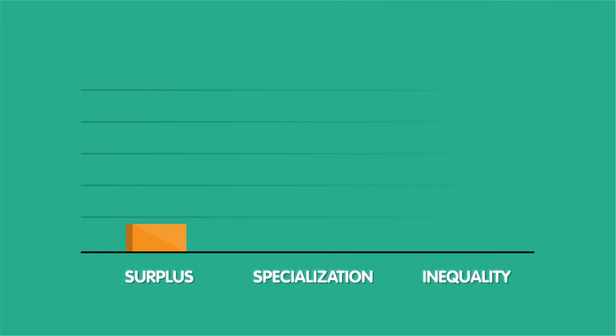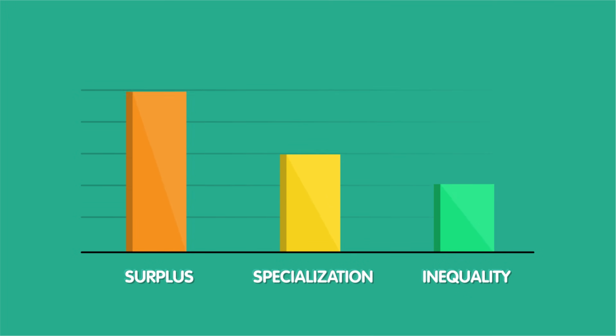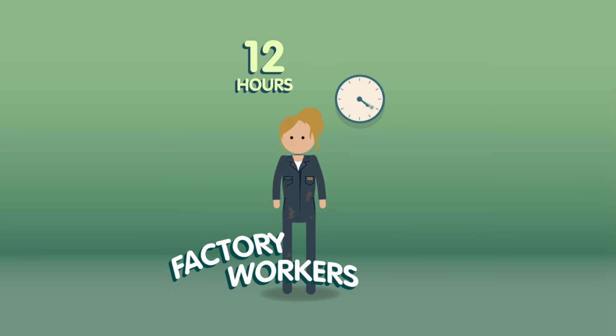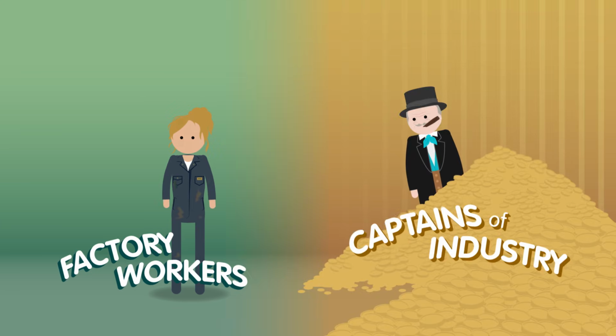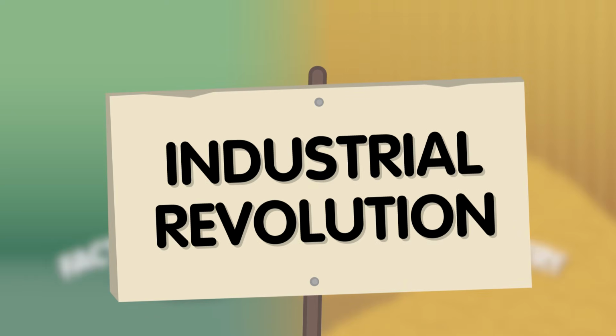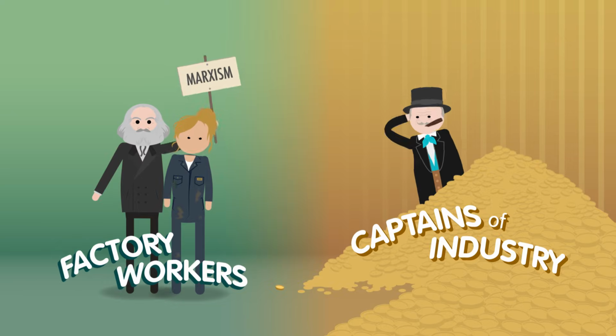As the surplus grew and specialization increased, so did inequality, with factory workers spending 12-hour days on one end and incredibly wealthy captains of industry making enormous profits on the other. It's no coincidence that soon after the Industrial Revolution, Marxism and conflict theory emerged. And the decreasing importance of the family continued as well, as more institutions stepped into traditional family roles.